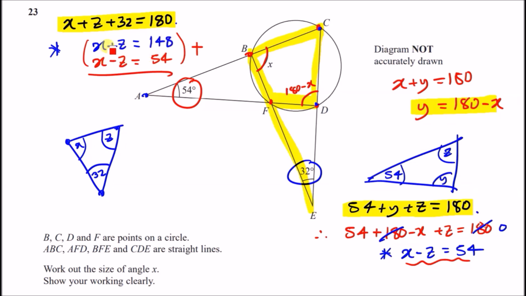So adding downwards, x plus x is 2x. Z, add minus z gives you nothing, cancels out. And lastly, 148 plus 54, and I did not calculate that, will give you 202. And that's it. Then dividing by 2 across, you're left with x equals 101 degrees. And that's it, guys. We are done.